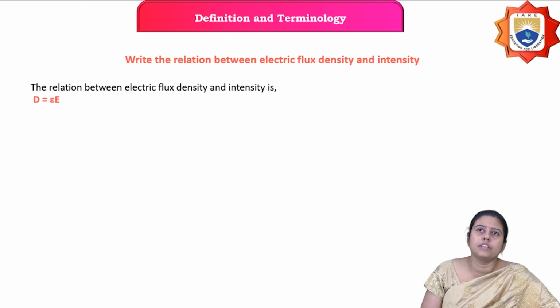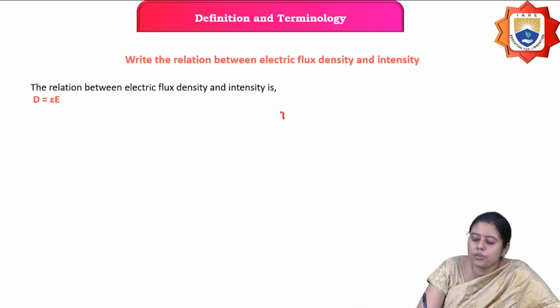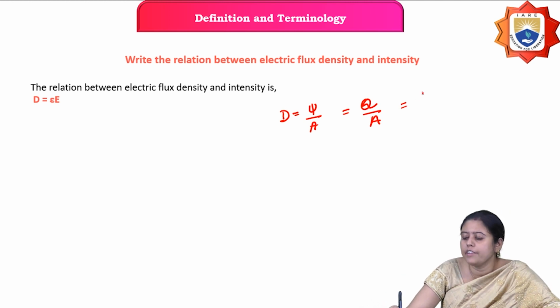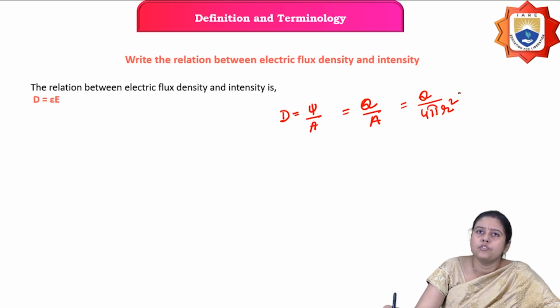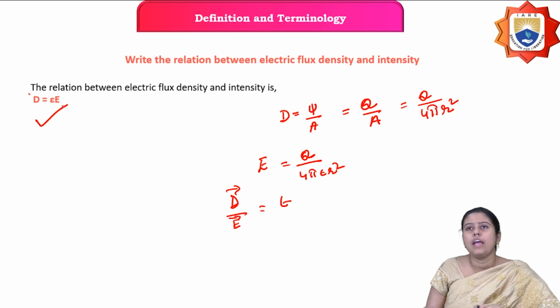Write the relationship between the electric flux density and the intensity. The relation between the electric flux density and intensity is D is equal to epsilon E. We know D is equal to psi by A, and from Gauss law we can write Q by A. If the medium is a sphere, then we can write Q by 4 pi R square, because the area of a sphere is 4 pi R square. Now according to the definition, E is equal to Q by 4 pi epsilon R square. So if we take D by E, the value is epsilon, and D is equal to epsilon into E.